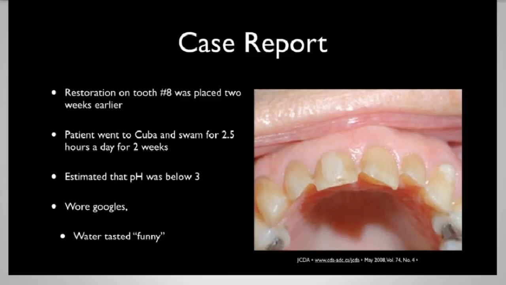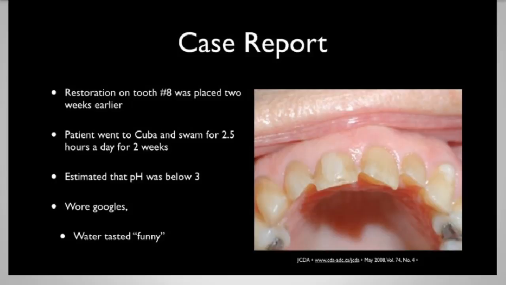And what you can see here is a composite was placed on an upper right central incisor, so maxillary right central incisor. This resin was placed 2 weeks prior to the patient taking a trip to Cuba. She reported that on her trip to Cuba, she spent 2.5 hours a day in the pool for 2 weeks consecutively. And when she came back, the only remnants of where the original tooth form was of the central incisors and lateral incisors was that composite that the clinician had placed.